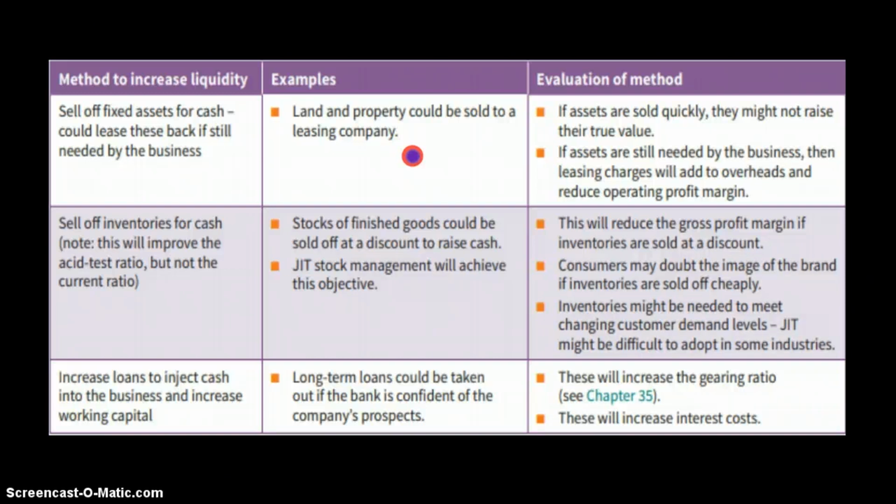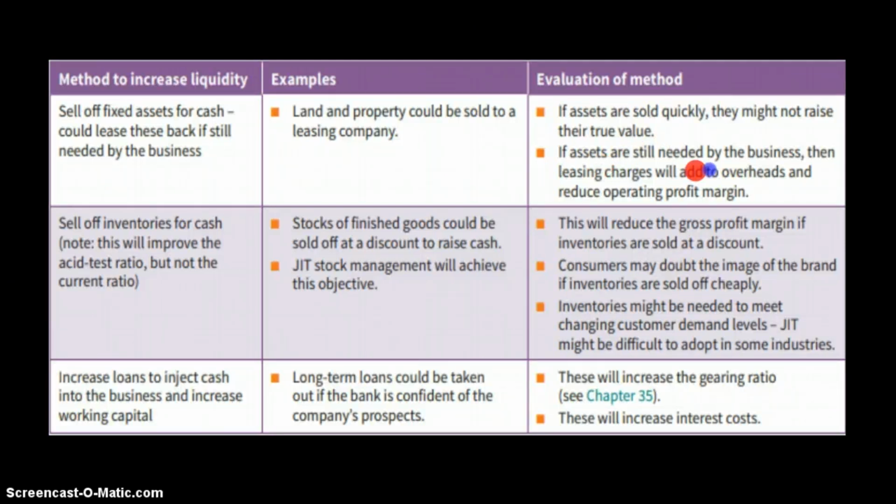That is basically renting assets for a particular limit of time after selling them, so you will have a particular discount as well. But if assets are sold quickly, they might not raise their true value. That is, you won't have a good enough cash inflow. If instead you could have just waited for some time, that asset could be sold at a good price. But if you sold them quickly, of course you won't get a good price.